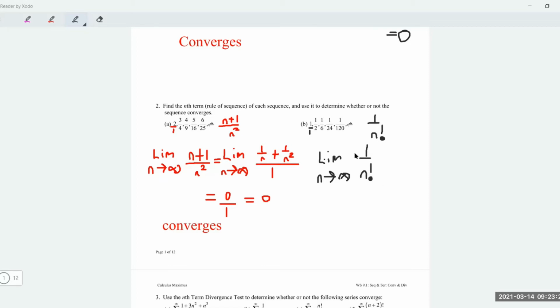There's an easier way to do this one. All you need to do is just plug in infinity, and we know that infinity factorial is super huge. 1 over a huge number is just 0. So clearly this is converging. Looking at this, it was straight away converging. So the first 3 so far, really easy. These are all converging.